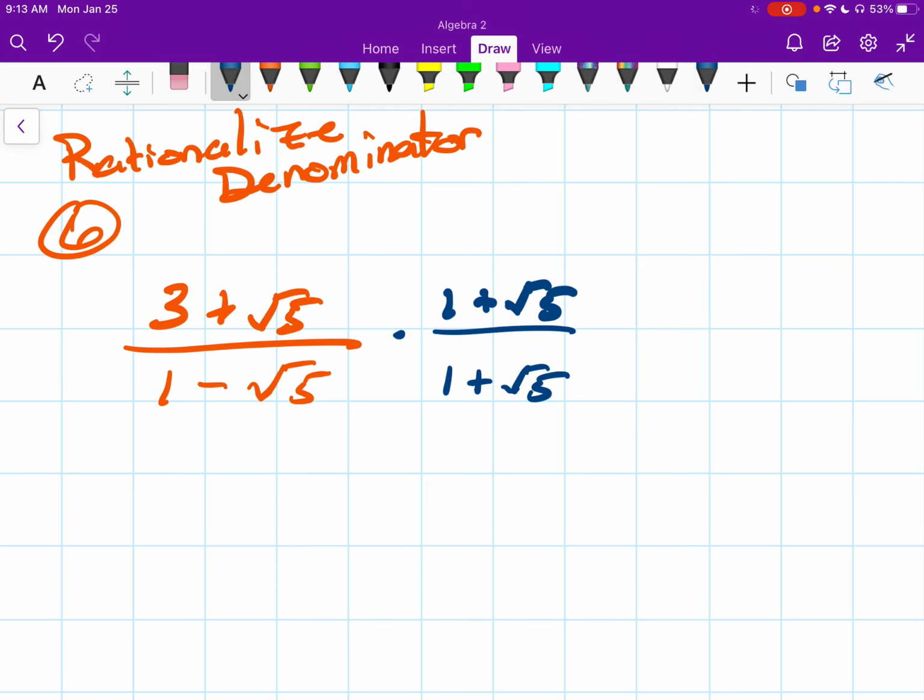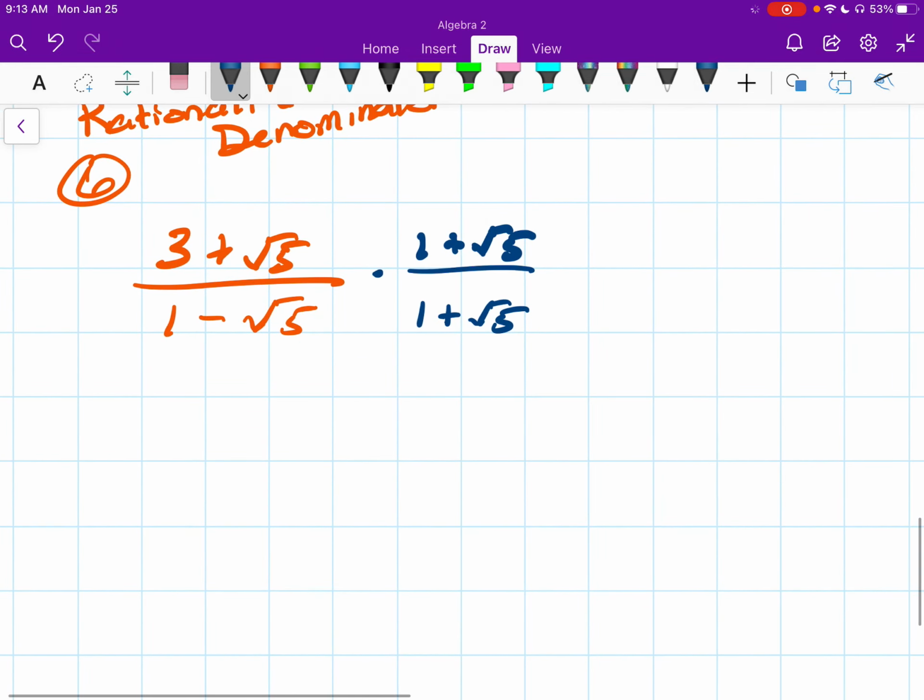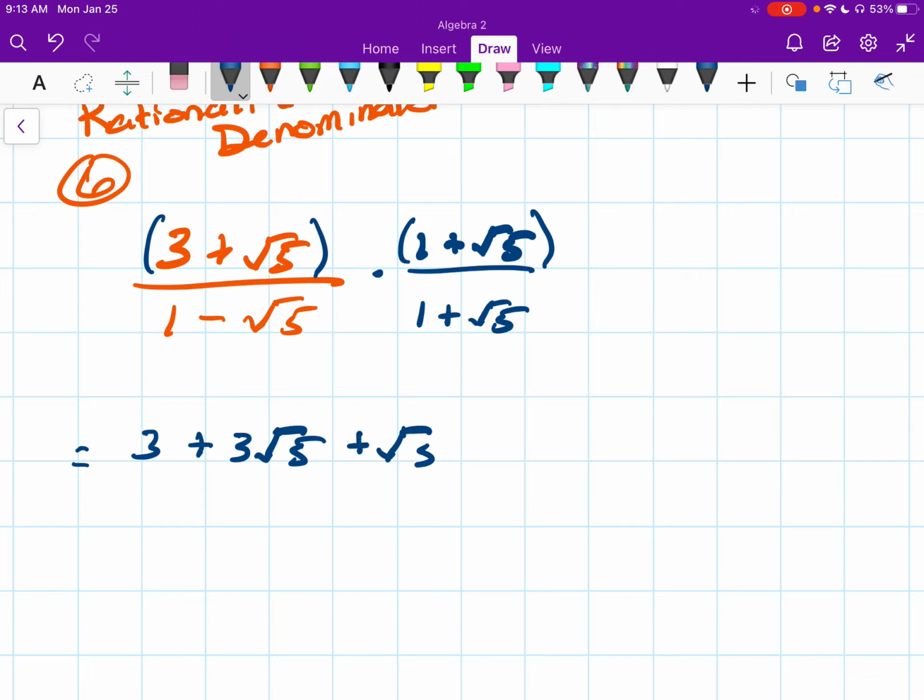Now we can multiply. I'll do the numerator first. Really we could think about this as here's my parentheses, and I need to multiply them together. So I'm going to have 3 times 1 is 3. 3 times root 5 is 3 root 5. Root 5 times 1 is just plain old root 5. And then root 5 and root 5 gives me 5. All right, so that's just my numerator.